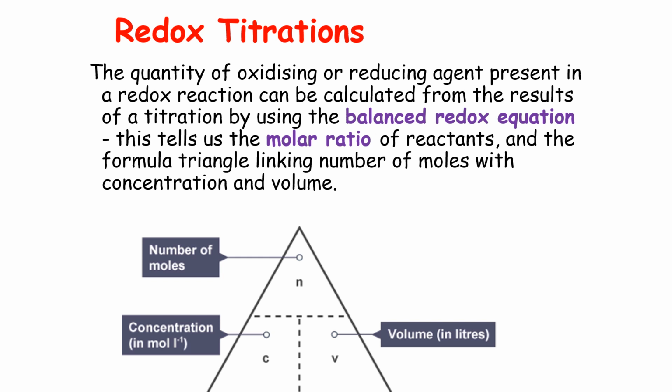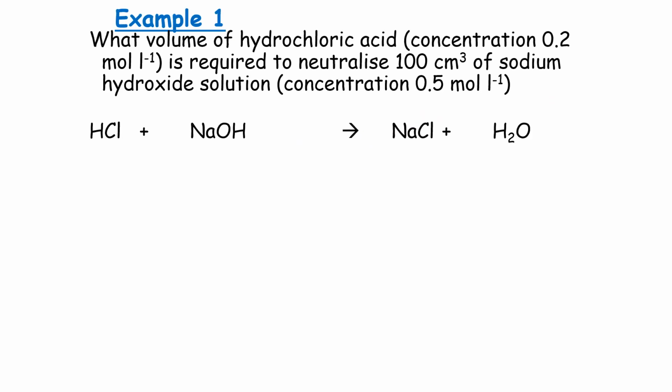Now, they will always give you a balanced redox equation for this. They won't ask you to write it yourself, as with all your other calculations. And this really gives us the mole ratio for our reactants. And then we can use our triangle from National 5, so NCV, to calculate whatever the unknown is. Now, one thing to remember is that our volume should be in litres. If they give it in centimetres cubed, we need to change it.